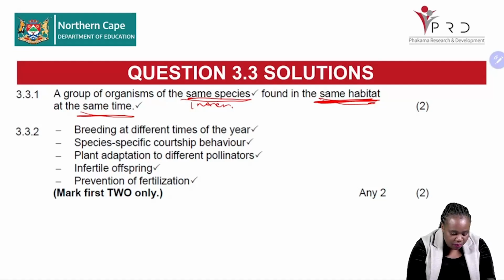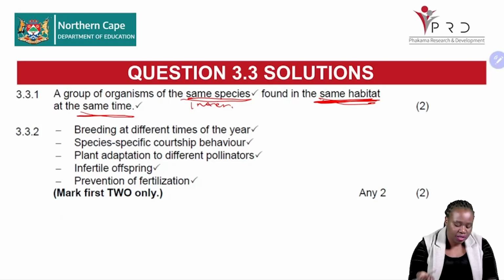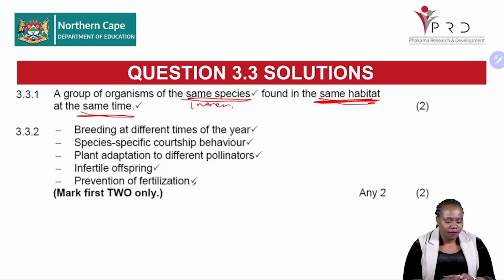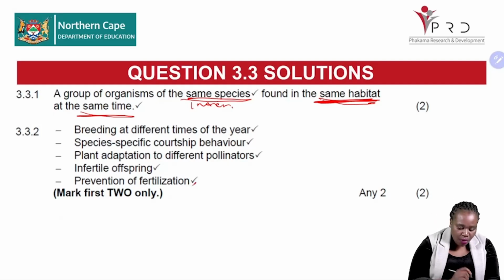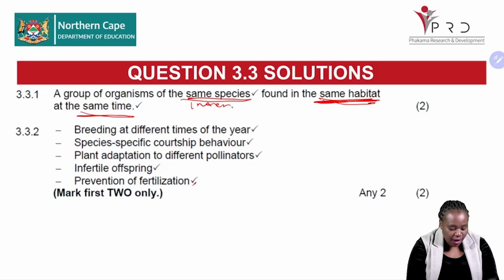Okay, and then we also have prevention of fertilization, whereby it specifically talks about sex organs. So the organisms here will have sex organs that are not compatible with each other, therefore mating will not be able to take place. Right. Okay. So those are our mechanisms of reproductive isolation.